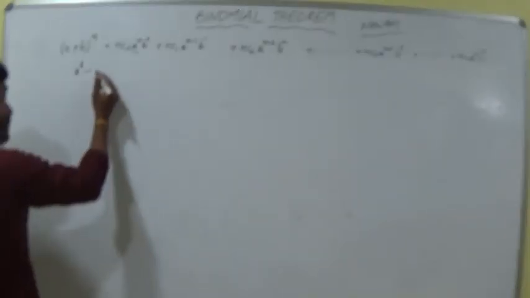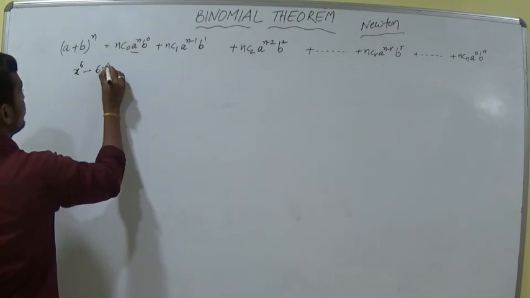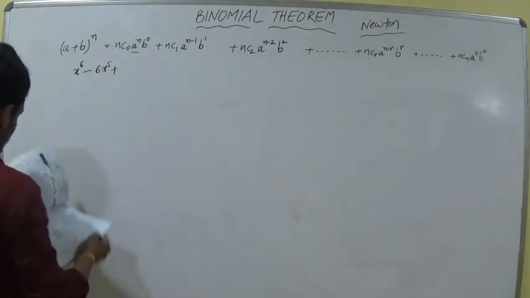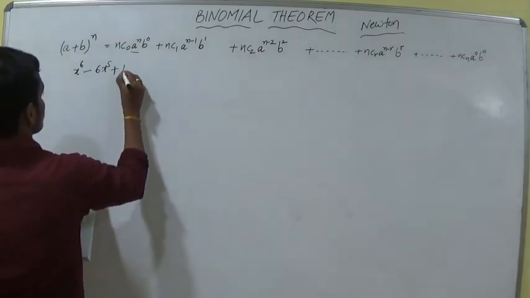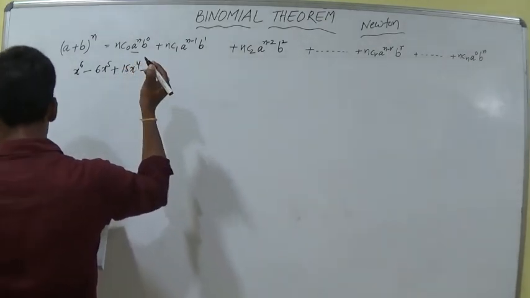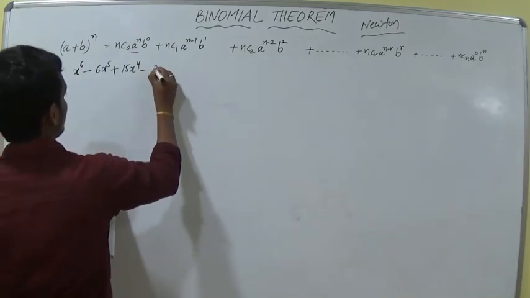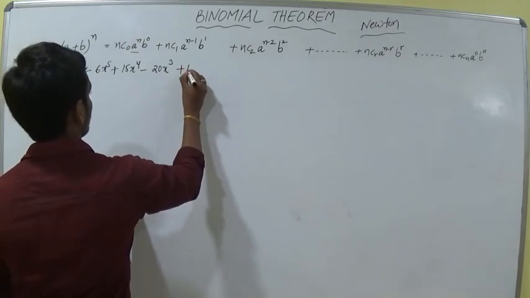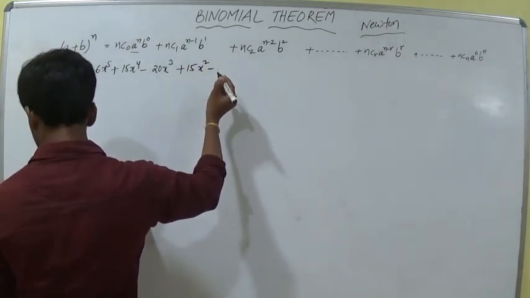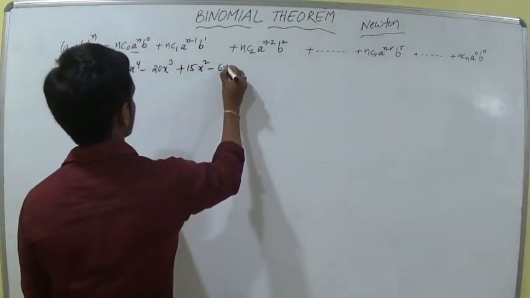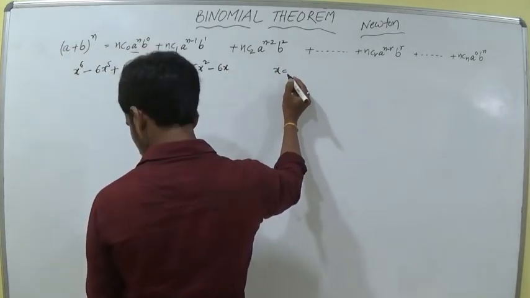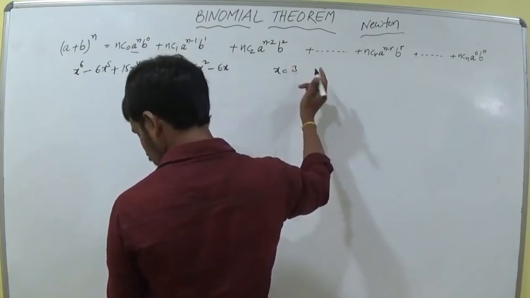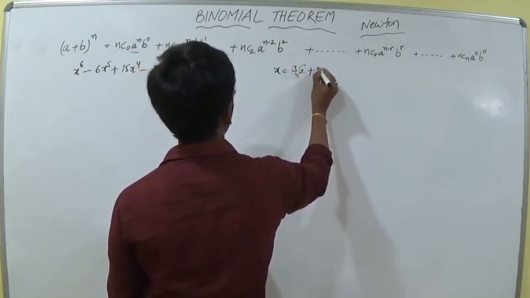minus 6x to the power of 5 plus 15x to the power of 4 minus 20x cube plus 15x square minus 6x, if x is equal to cube root 2 plus 1.